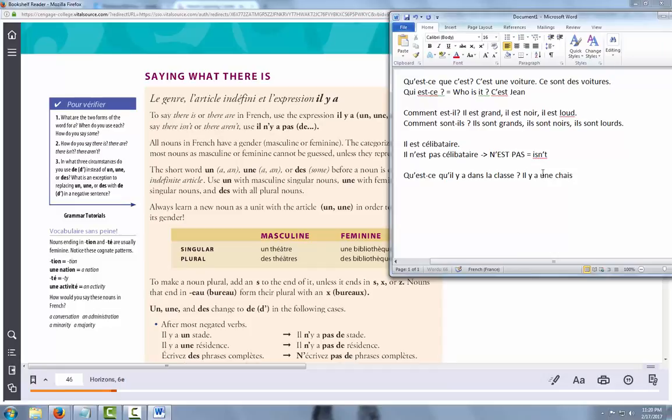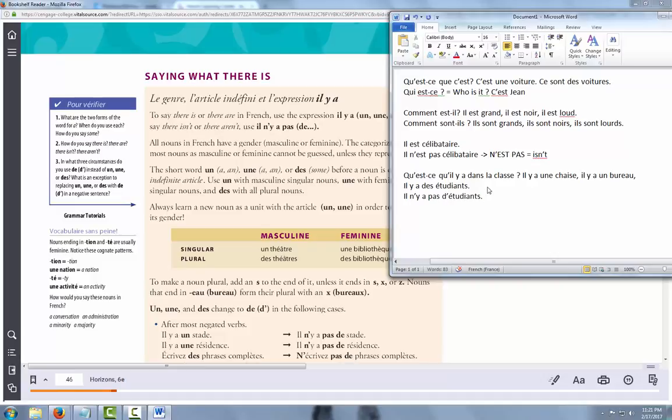Il y a une chaise. Il y a un bureau. Il y a des étudiants. Okay? So whether you're talking about one thing, une chaise, or several things or people, like des étudiants, some students, you can start the sentence with il y a. Okay? If the classroom is empty and there are no students in there, you can say il n'y a pas d'étudiants.